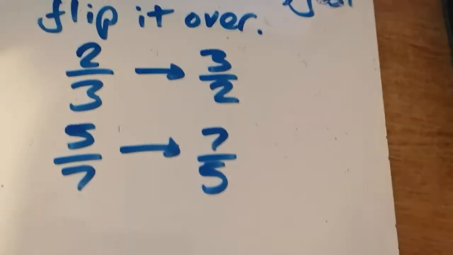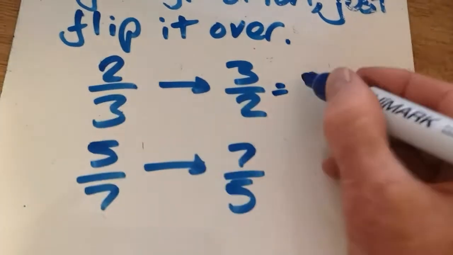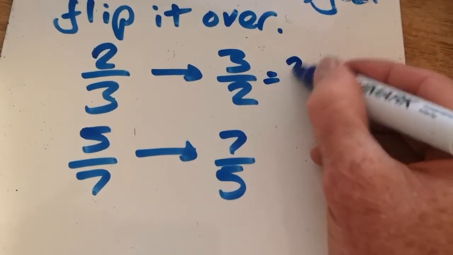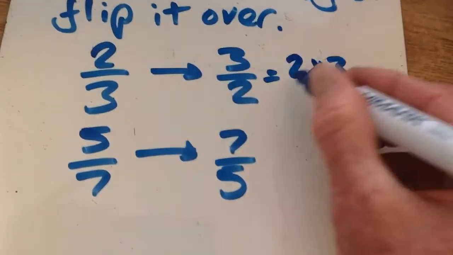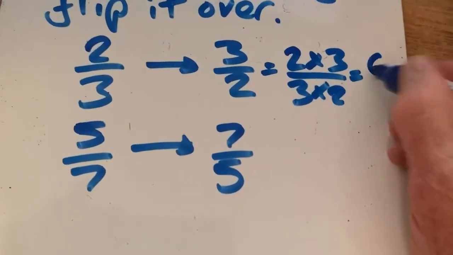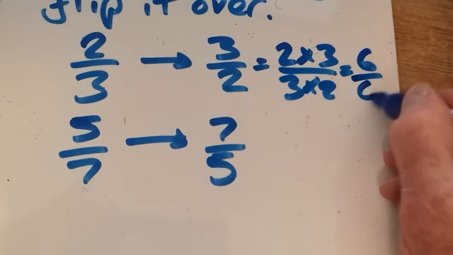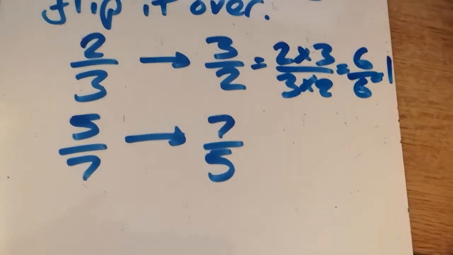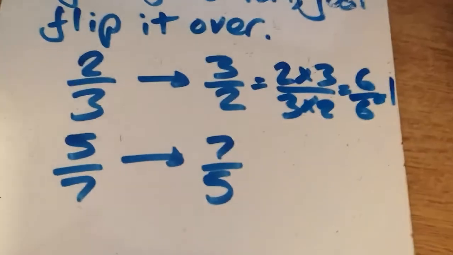And that works out the same with these fractions. If I remember when I multiply my fractions together, 2 times 3 over 3 times 2, or 2 times 3 equals 6, and 3 times 2 equals 6, and 6 over 6 would equal 1 as well. So that's how that works.